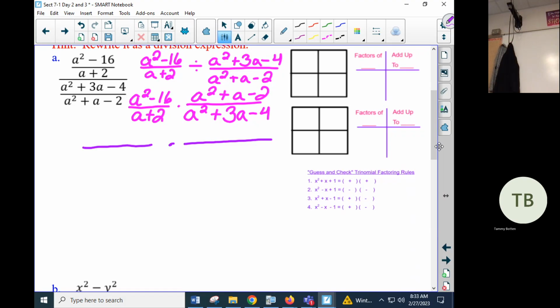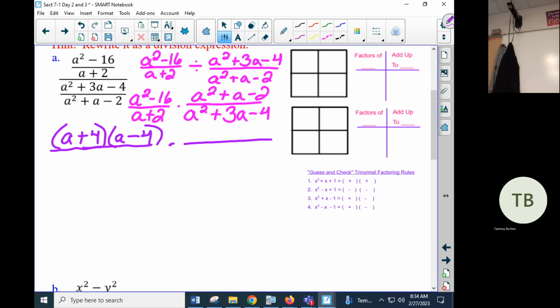And 16 is a perfect square. So that's difference of squares. When we factor difference of squares, one is plus and one is minus. This is a squared. We put a and a. And then we put the square root of 16 here and here. So 4 and 4.